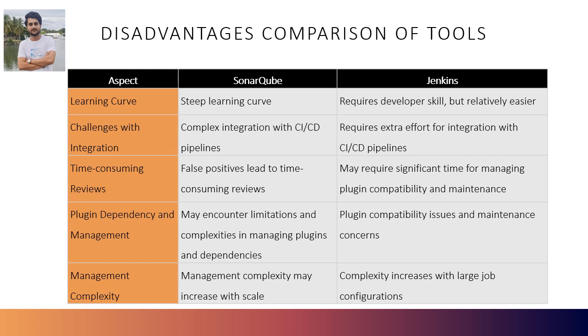Looking at Jenkins, complexity increases with large job configurations. The complexities in Jenkins management often stem from its use in large-scale environments with many jobs and distributed systems. Scalability brings complexity, and managing a Jenkins cluster or a high number of jobs efficiently requires extremely careful organization and may demand dedicated resources for system administration.